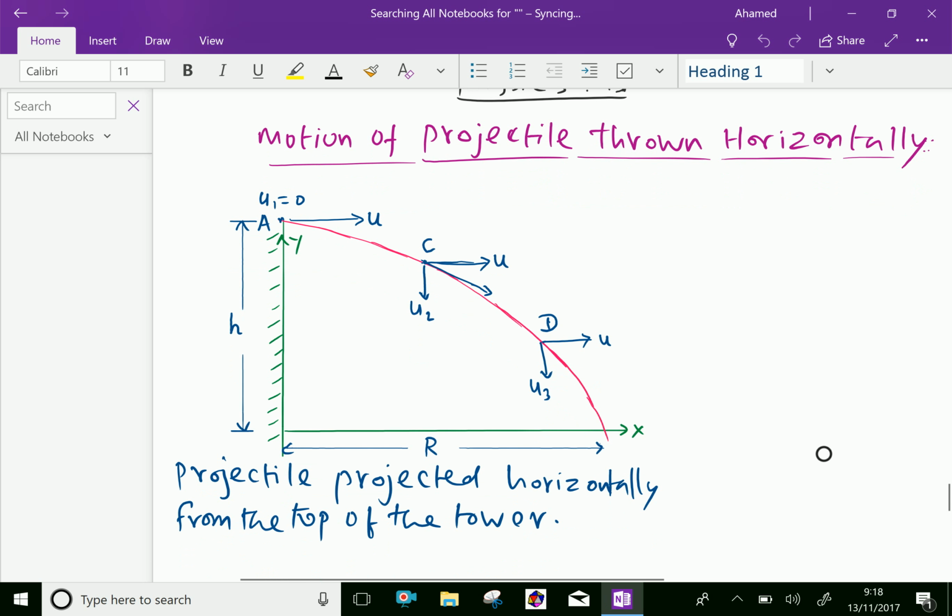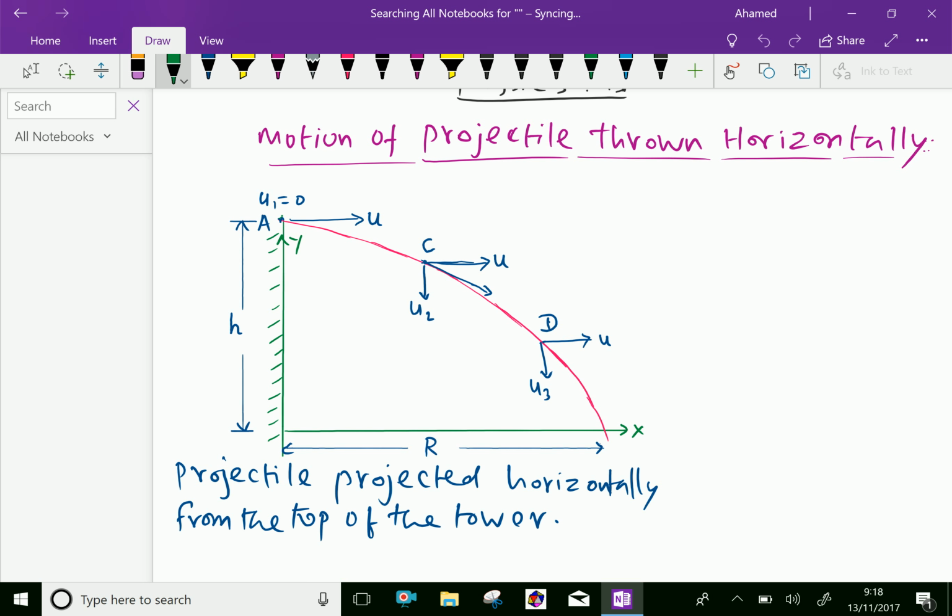In physics, let us discuss the motion of a projectile thrown horizontally. Look at this figure. Let an object or a ball be kept at the point A and thrown horizontally with velocity u. Now the point A is h from the ground.